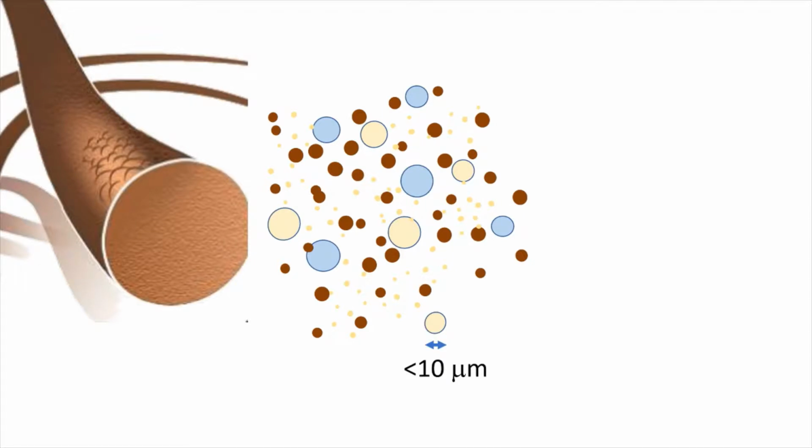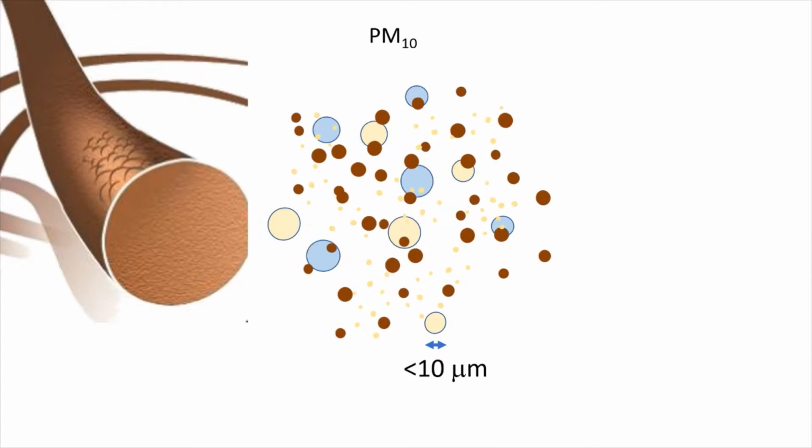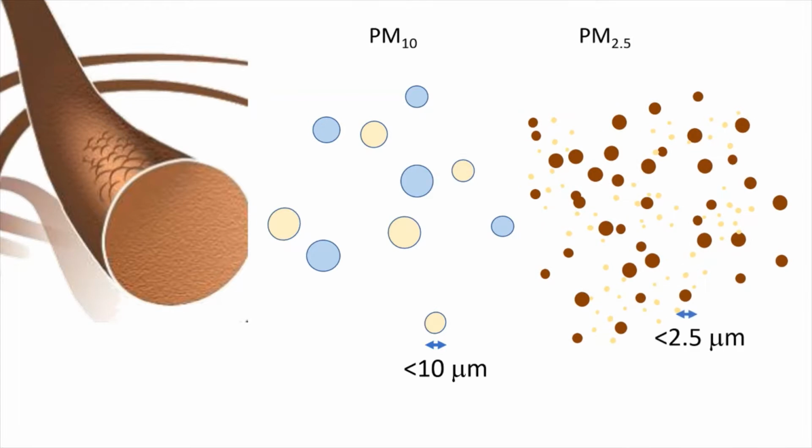When we measure all of the particles smaller than 10 microns, we call the measurement PM10. That includes the natural dusts, the sprays, the smoke and the fumes. However, sometimes we only measure the smaller particles, the smoke and the fumes. These are all smaller than 2.5 microns, so we call the measurement PM2.5.